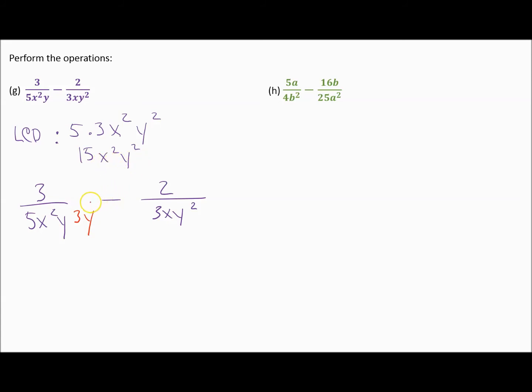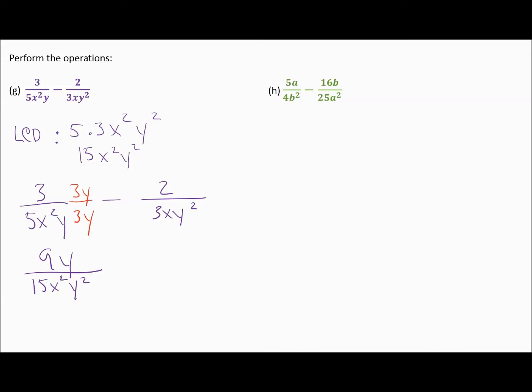But I can't just multiply it on the bottom, I also have to multiply it on the top. So now my fraction is going to be 3 times 3 is 9y over 5 times 3 is 15x squared y squared. Okay? Now I'm going to do the same thing here. I'm going to build this fraction so I have a 15x squared y squared on the bottom.